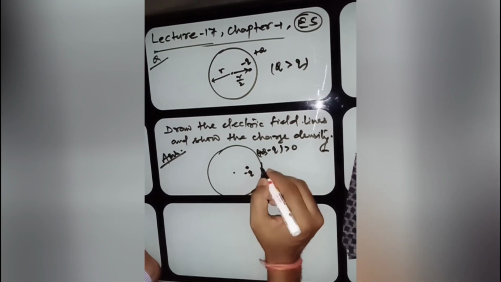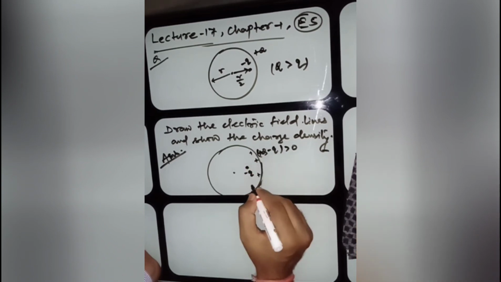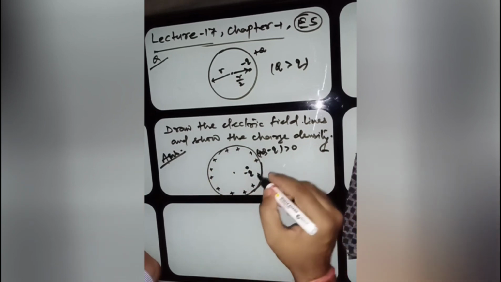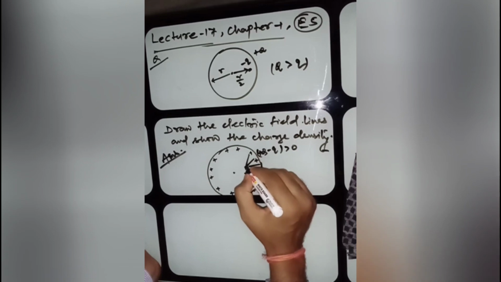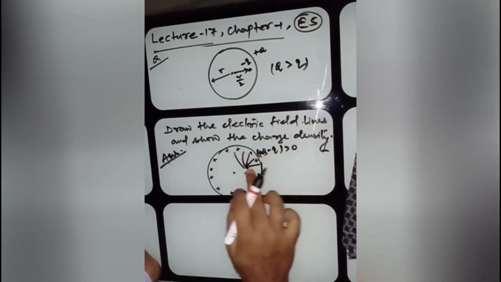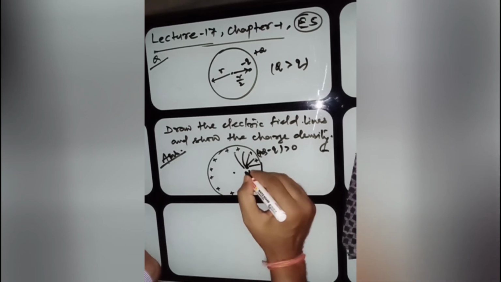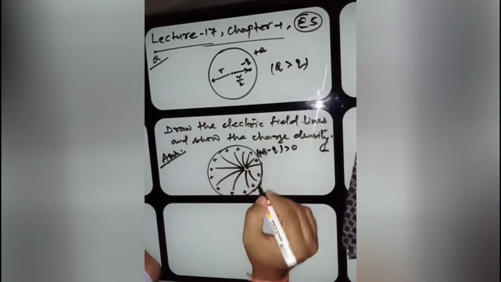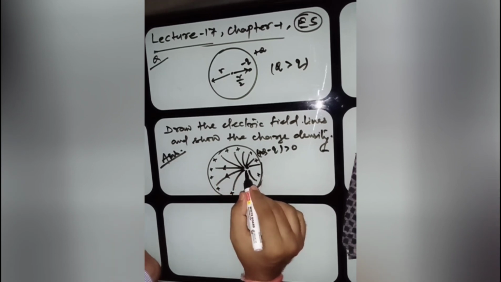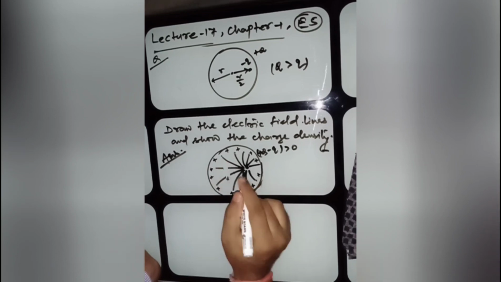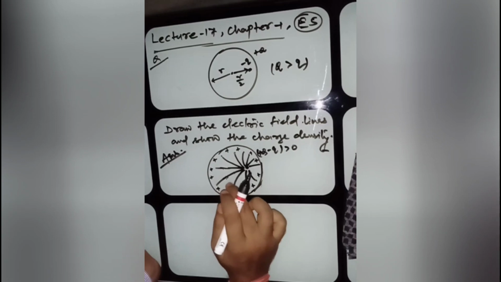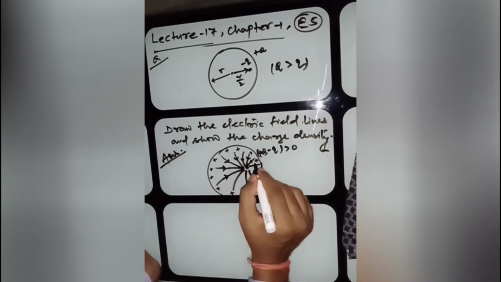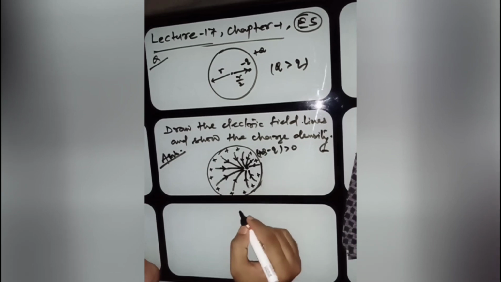You can draw the field lines also. Plus charge will be induced at the inner face, no doubt. Here the field lines will be denser, and I'm taking this surface as a curve so that the field lines are perpendicular everywhere. This was negative, yes. The field lines go from positive to negative, so this will be the direction of the field lines.